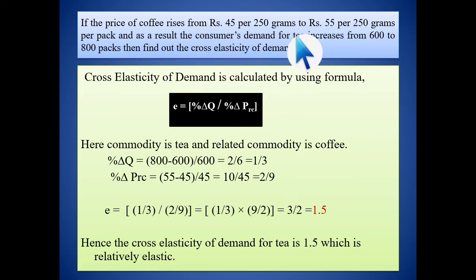So we are measuring tea, means we will measure the quantity of tea, and the price of related commodities, means we will consider the price of coffee. Fine. Okay, so put the formula and get the answer. Percentage change in quantity of tea we have measured here, like Q2 minus Q1 divided by Q1, that is 1 by 3 we got. And percentage change in price we have calculated here, like P2 minus P1 divided by P1, that is 2 by 9 we got. And find out elasticity, 1 by 3 divided by 2 by 9 as per this formula, and the answer is 1.5. Okay, 1.5 is greater than 1, so here our elasticity is relatively elastic.